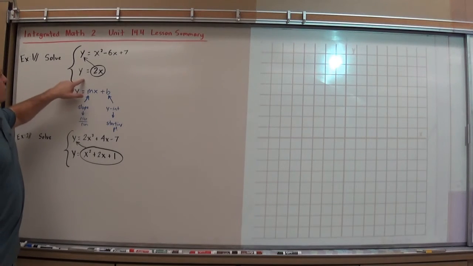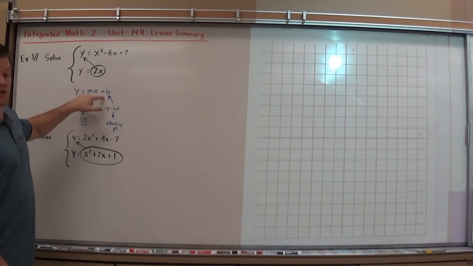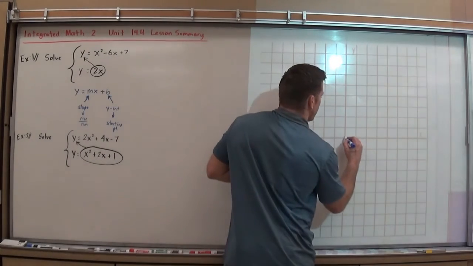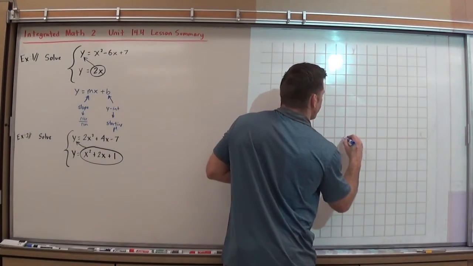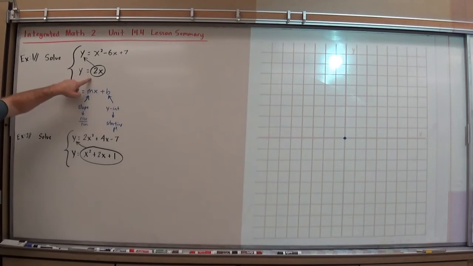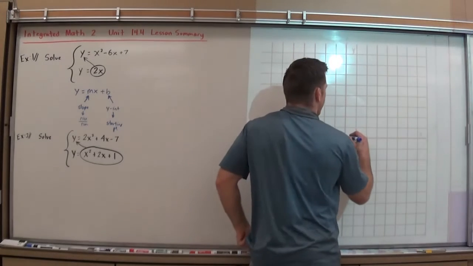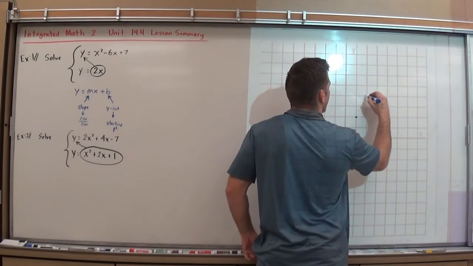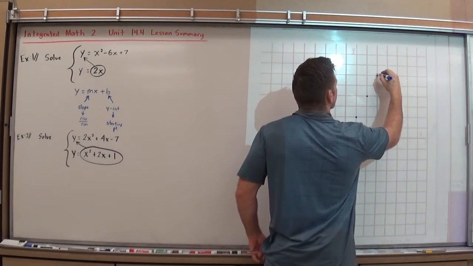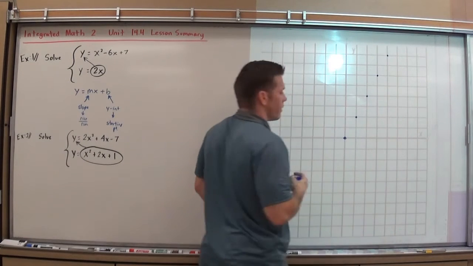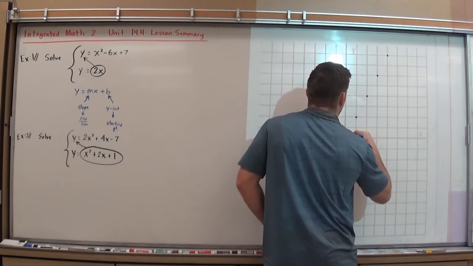So if the equation is y equals 2x, the y-intercept is 0, which means my starting point can be 0. And I can just do my slope of 2, which would be 2 over 1, which means I can just rise 2 and run 1 from that point. Up 2 over 1, up 2 over 1, up 2 over 1, etc. And I have my line.